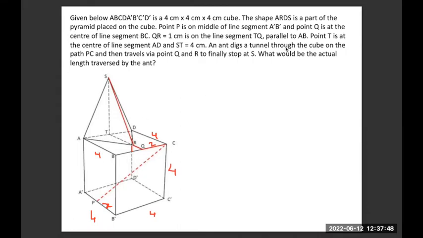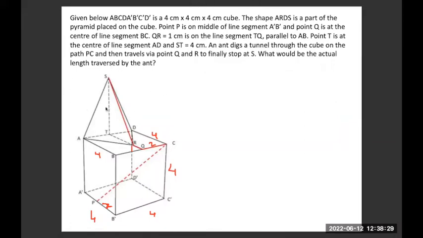An ant digs a tunnel through the cube on the path PC and then travels via point Q and R to finally stop at S. What would be the actual length traveled by the ant? The red path that you are seeing, P, C, Q, R, and S, is the path traversed by the ant. This distance is what is carved out by the ant. What you have to find is the actual distance traveled by the ant, which is the red path. How do we do that?